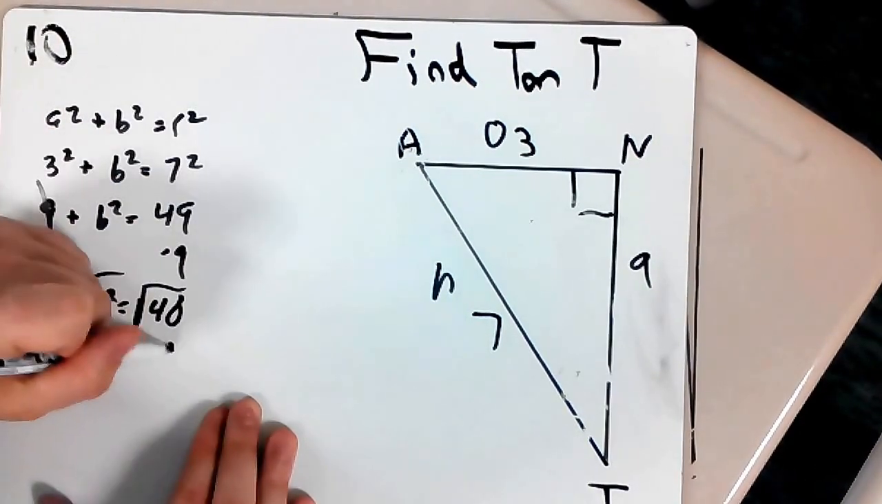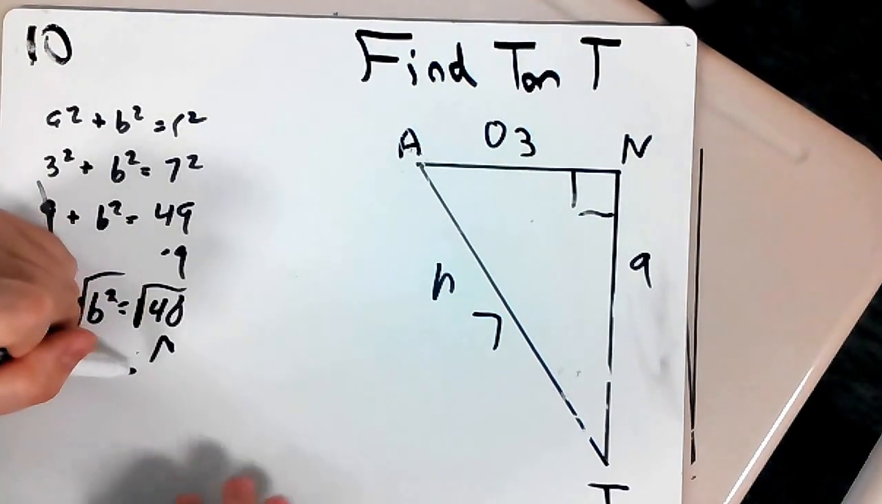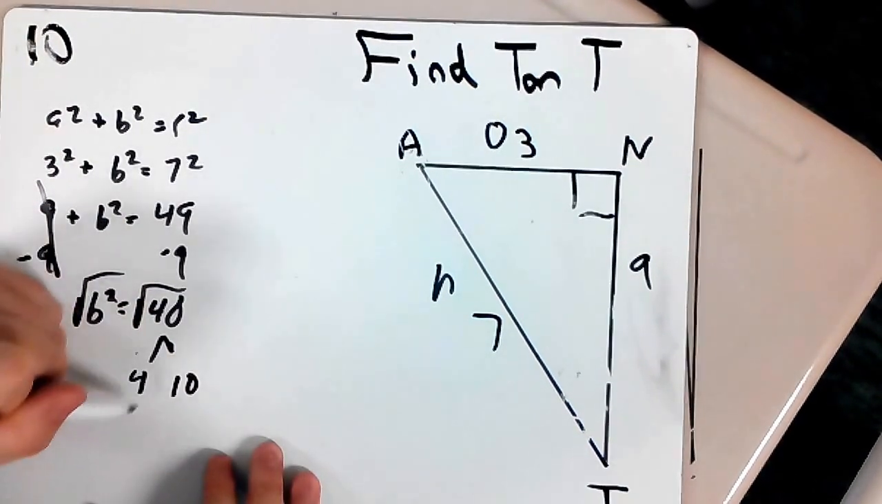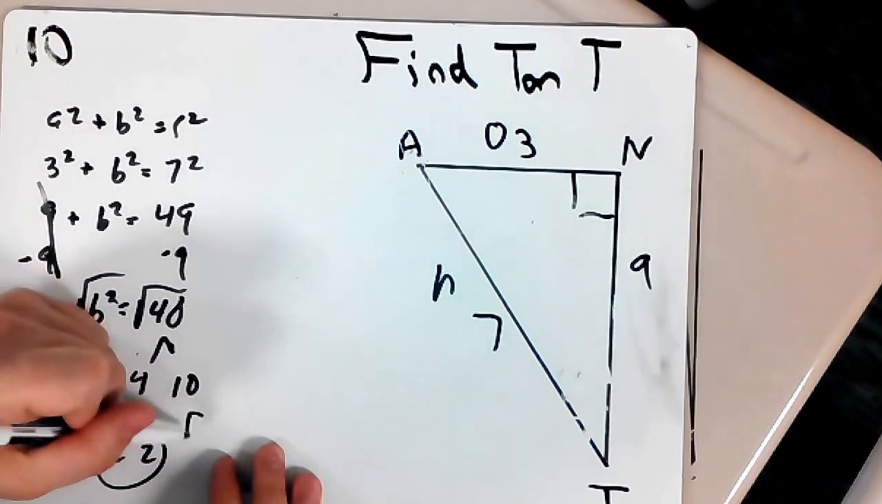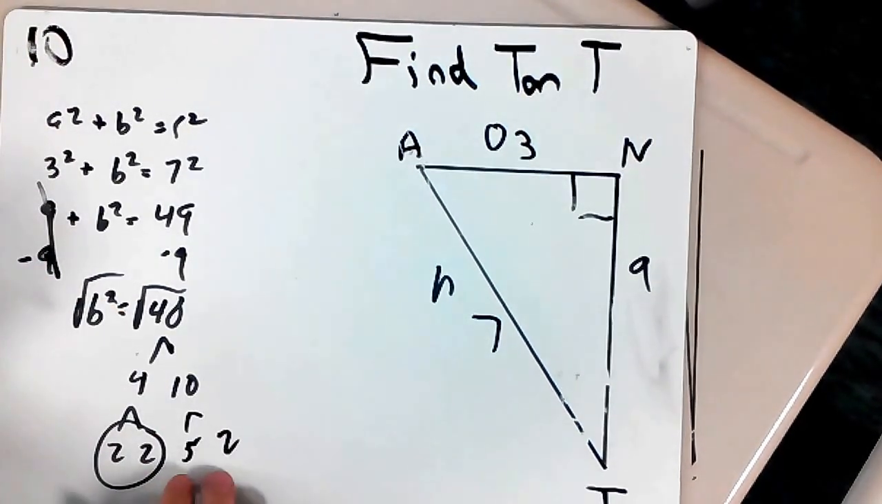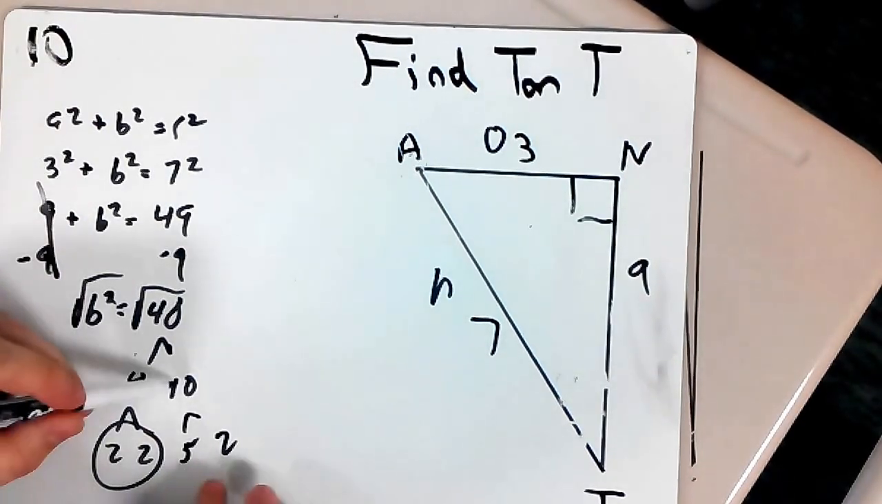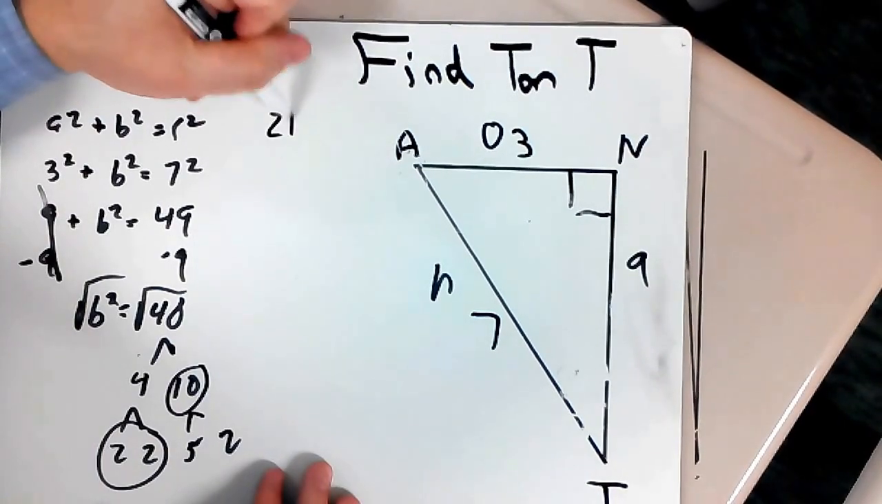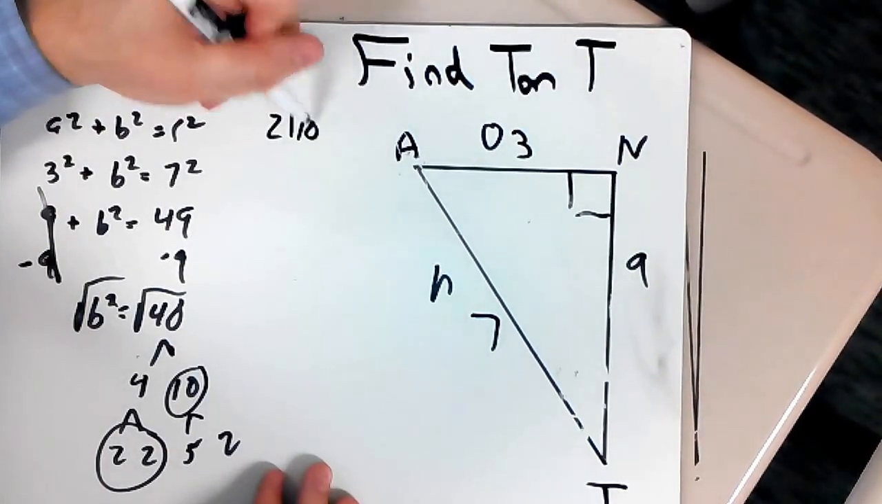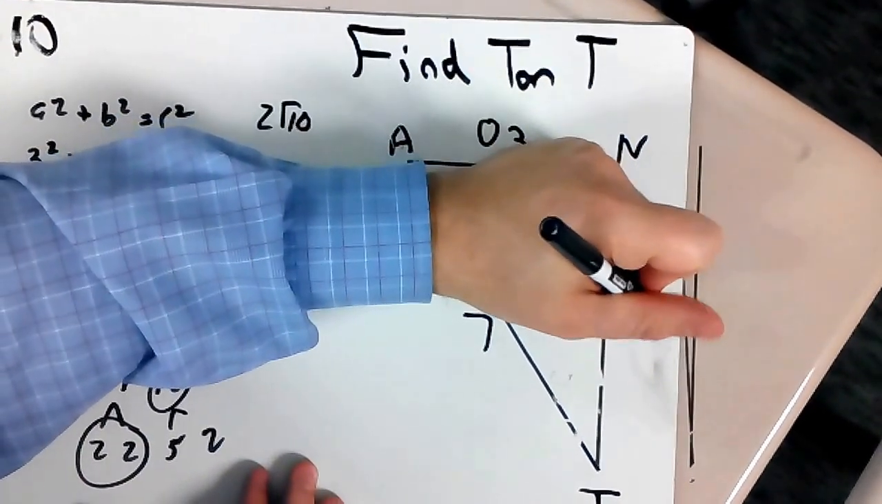Now I have to square root that. I have to break that down. I'm going to use 4 and 10. That's 2 and 2. They're my pairs. 10 breaks down to 5 and 2, but I don't have pairs there, so he's going back to jail. So now I'm going to have 2 square root 10.